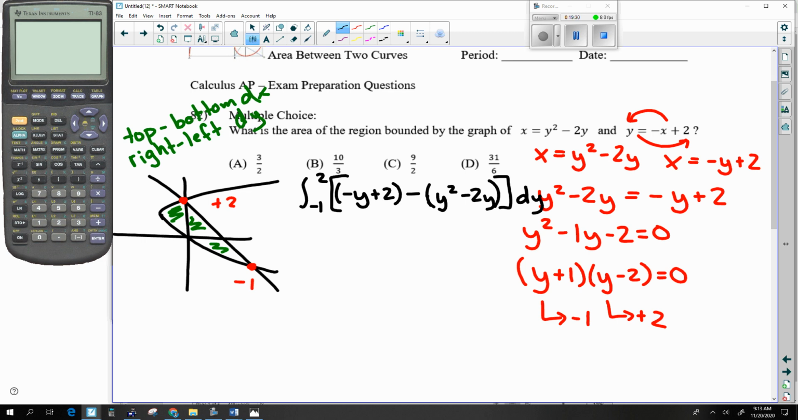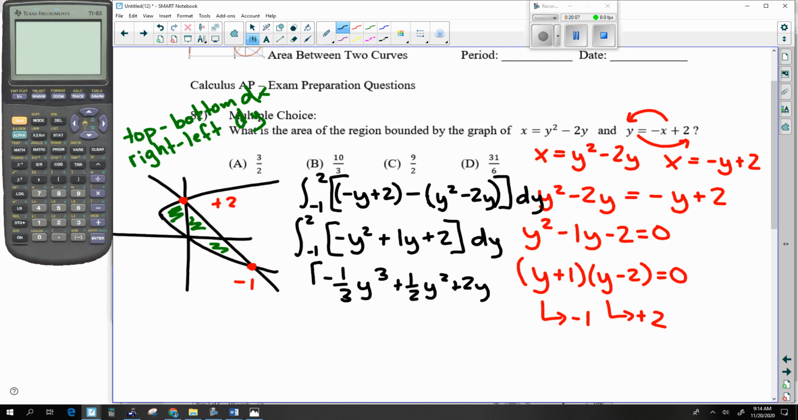Now we're integrating up to down, or down to up. All right, so this is negative y squared plus 1y plus 2. Okay, so here we go, negative 1/3 y to the third plus 1/2 y squared plus 2y. So we plug in the 2. Then plug in the negative 1.